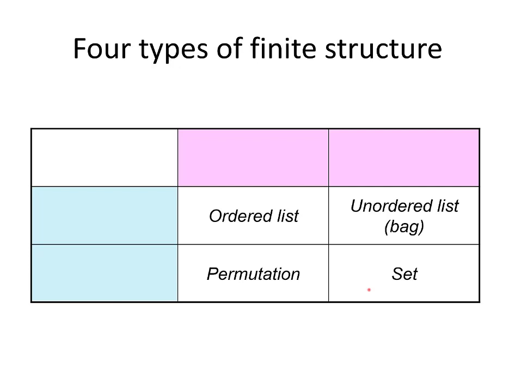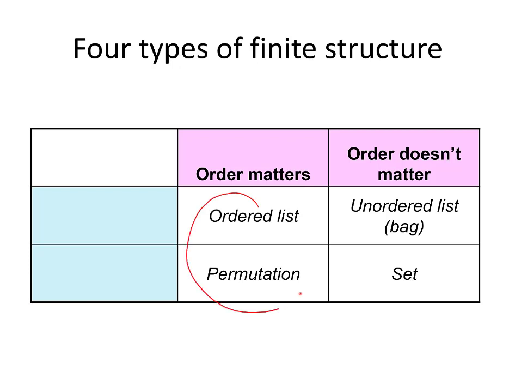So, 4 types of finite structure. There is an organization to these. First of all, sometimes order matters and sometimes order doesn't matter. For ordered lists and permutations, the order of the objects makes a difference. ABC is different from BCA. On the other hand, sometimes the order doesn't matter. In an unordered list, that is a bag or a set, we often write those things in alphabetical order because that's just one way to write them, and we don't need to care about the order of things.